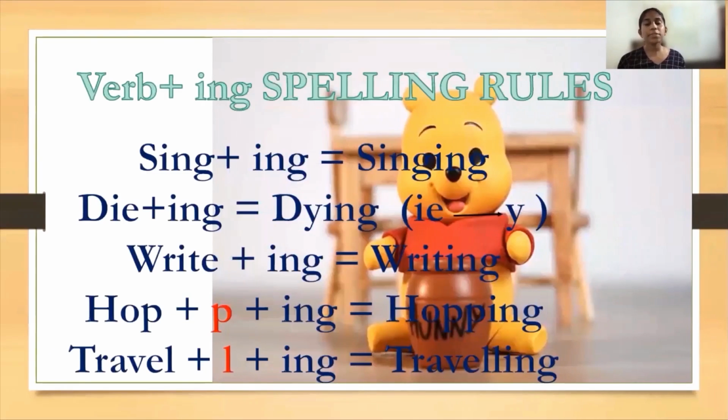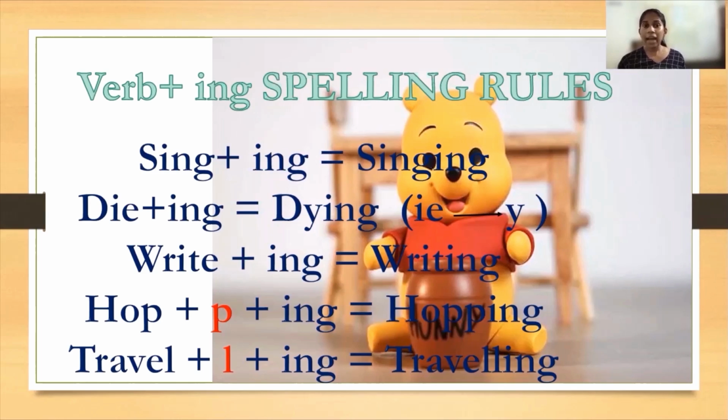If we are using this present continuous tense, we know that the verb should be in ing form. But in some verbs, we cannot add this ing directly to the verb. Here are some spelling rules actually. If the verb is sing, we can add ing directly and the resulting word is singing. So the spellings are S-I-N-G, I-N-G.